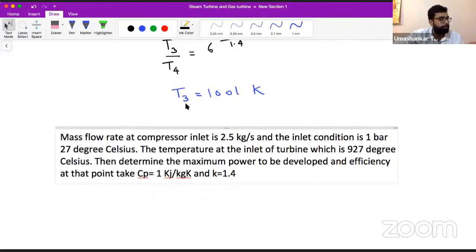All right. Now you can please try and solve it. In the previous session, we have seen the condition of maximum work. So this question is based upon that only.